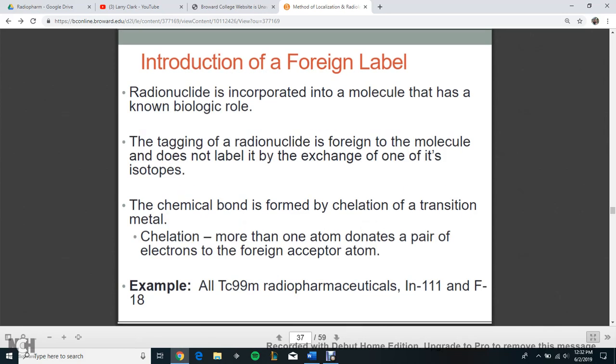Introduction of a foreign label. Radionuclide is incorporated into a molecule that has a known biological role. The tagging of a radionuclide is foreign to the molecule and does not label it by exchange of one of its isotopes. The chemical bond is formed by chelation of a transition metal. Chelation: more than one atom donates a pair of electrons to the foreign acceptor atom. An example: all technetium-99m radiopharmaceuticals, indium-111 and fluorine-18.